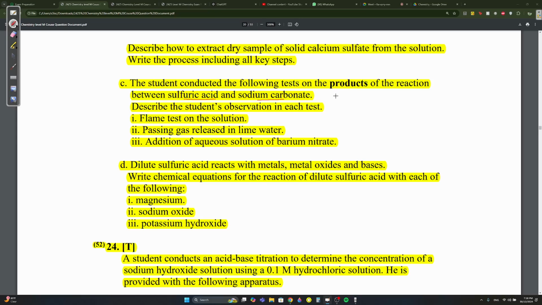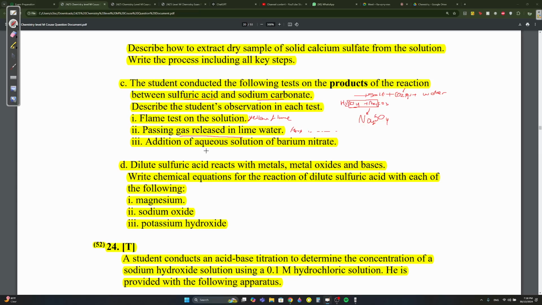It's an acid plus a carbonate. What does an acid plus carbonate get you? Salt plus carbon dioxide gas plus water. The reactants are sulfuric acid, H2SO4, and sodium carbonate, Na2CO3. What do you get? The salt produced is Na2SO4. If you do a flame test on it, what do you get? Yellow flame. The gas released, what's the gas? CO2, and in lime water it turns lime water milky.